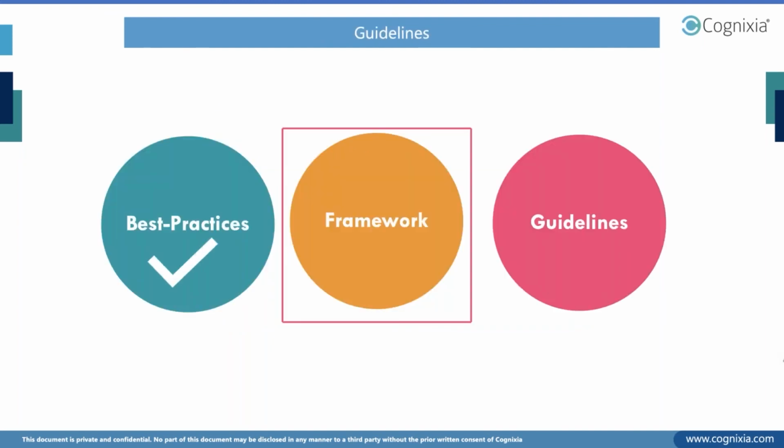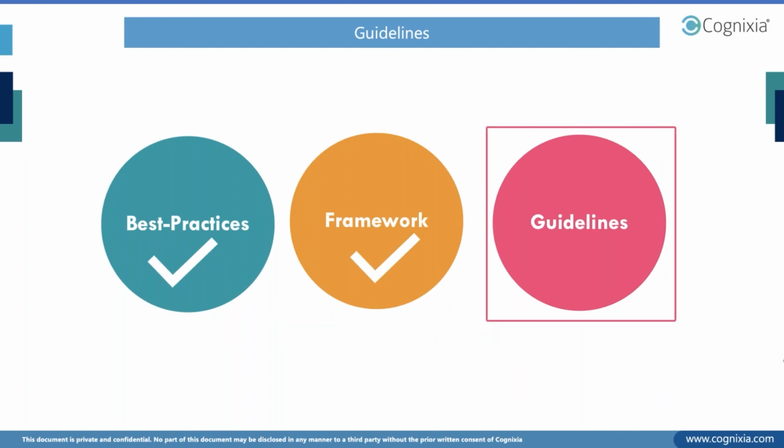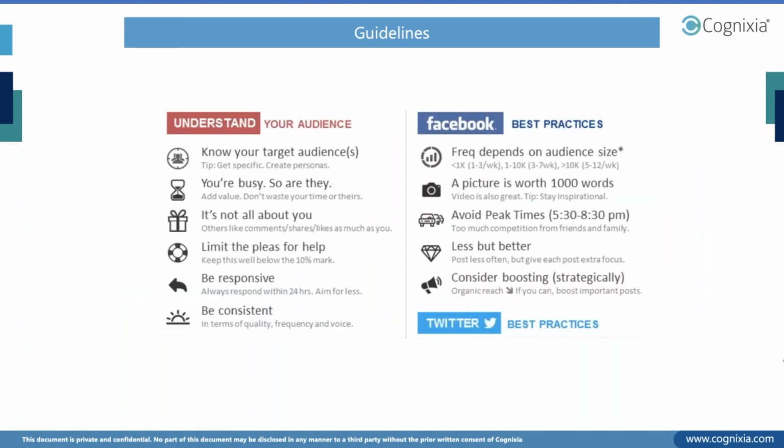Next, let's talk about guidelines. What are guidelines? On this screen, have a look at the best practices of Facebook. For example, avoid peak times, less but better, and consider boosting. All these look more like recommendations. However, if you look on the left hand side, be responsive, be consistent, these are more like rules. Guidelines can vary from being a rule to a recommendation.